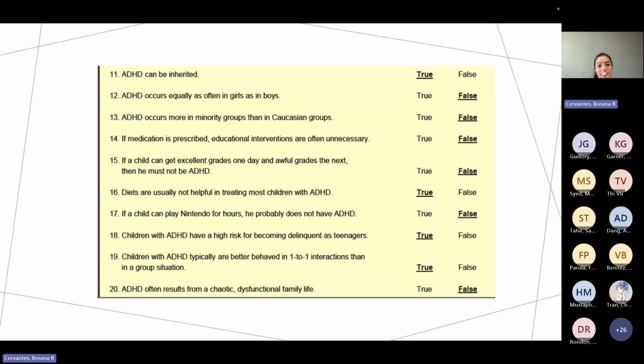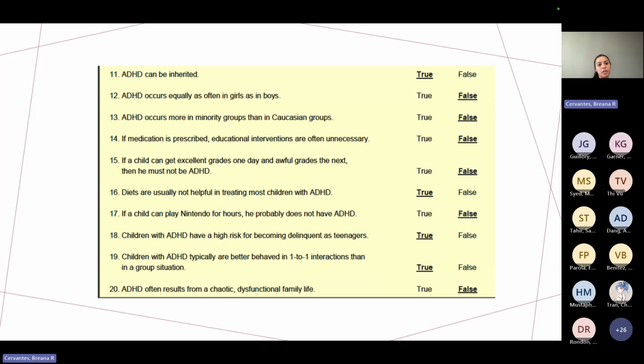Okay, 16. So this is the one that I said there's a lot of conversation in the field. Diets are usually not helpful in treating most children with ADHD. Yeah, usually we don't really go to the nutrition side. In psychology, we really focus on what the behavioral treatment is. How do we help parents feel less stressed about their children? How do we ensure the child has very clear boundaries and expectations from the parent?